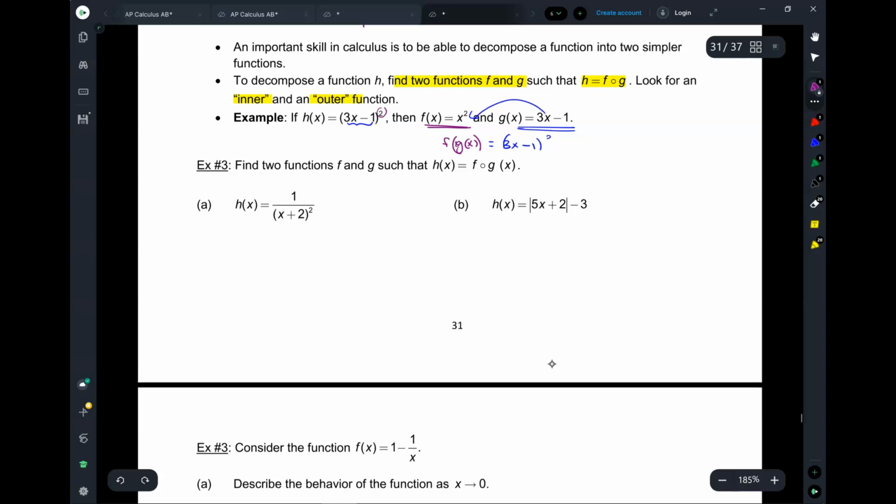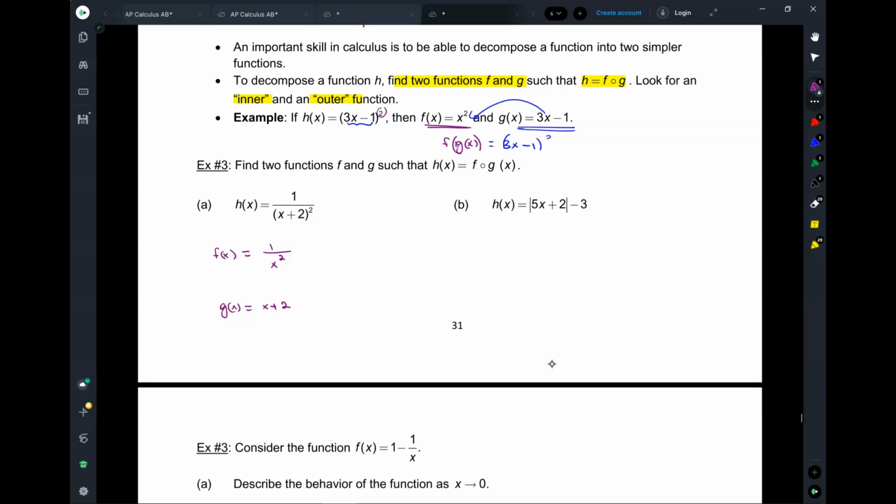Let's go here. What will be a possible f and g here? What do you think? 1 over x squared and x plus 2. Yeah, that's definitely a possibility. 1 over x squared and x plus 2. And there could be more than one possibility, right? What could be another possibility? This is what I would go with, but you could also do, for example, x plus 2 squared and 1 over x.